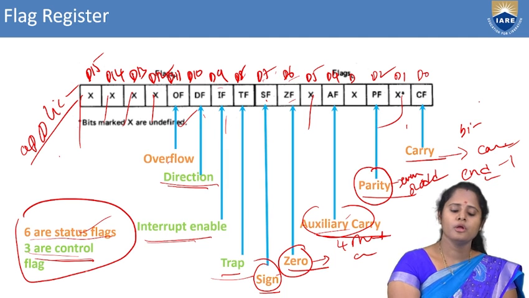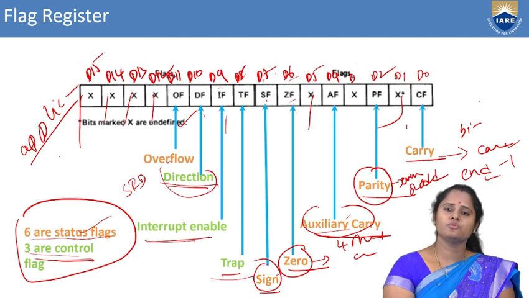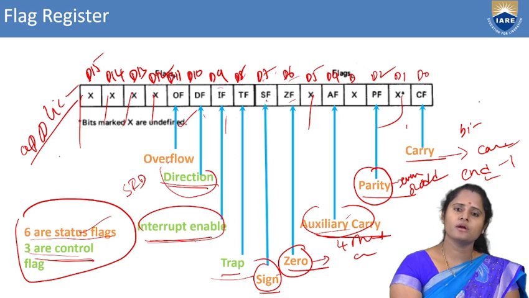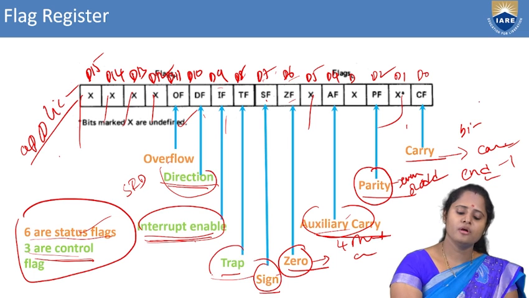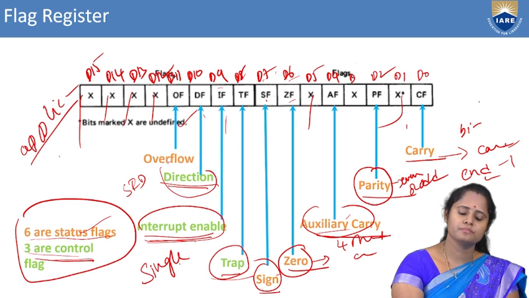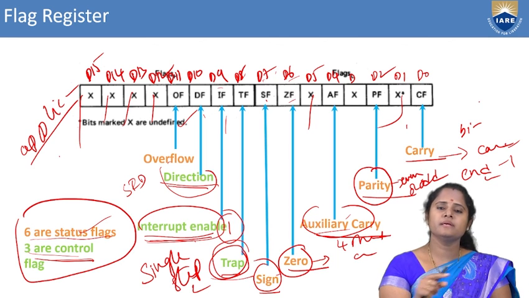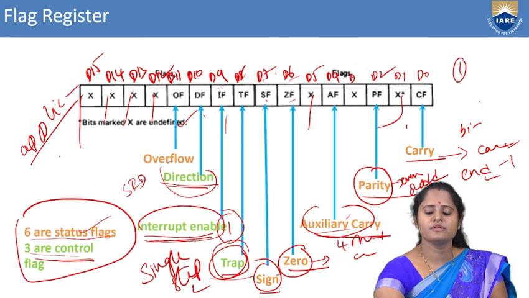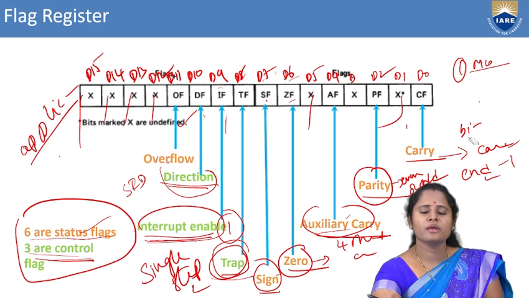Whenever you are writing a program, you can set the direction of SI and DI, either to increment or to decrement. If you are connecting an external interrupt device, the interrupt will be enabled. And if you go for single step execution, the trap flag will be equal to 1. Single step execution is nothing but step by step: if I have given a set of instructions, one after the other the instruction will be executed. If there is an error, you can find it very easily when going for single step execution.